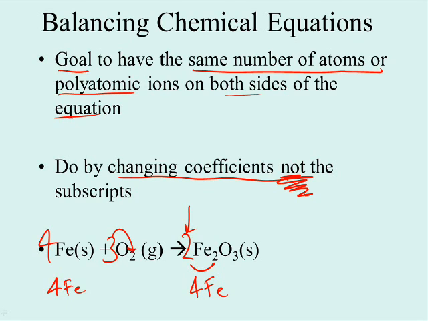Now we have 3 times 2, that's 6 oxygens on this side. And we have 2. Now this belongs here as well. 2 times 3. So that means we have 6 oxygens there, and we're all balanced and happy. Because we start with 4 irons, 6 oxygens, we end with 4 irons, 6 oxygens.